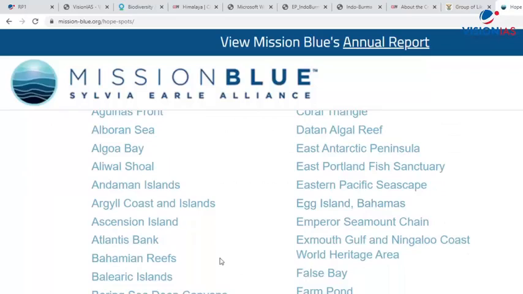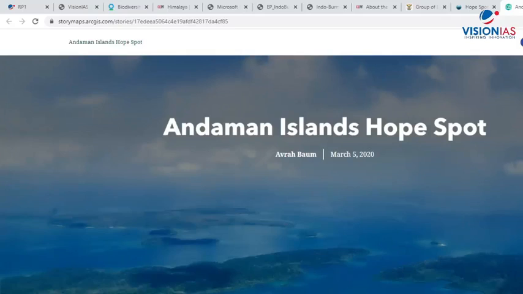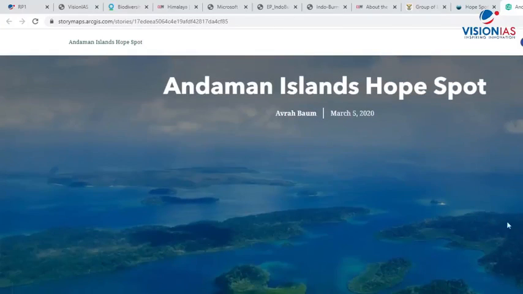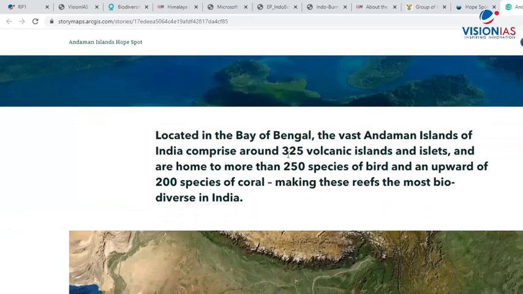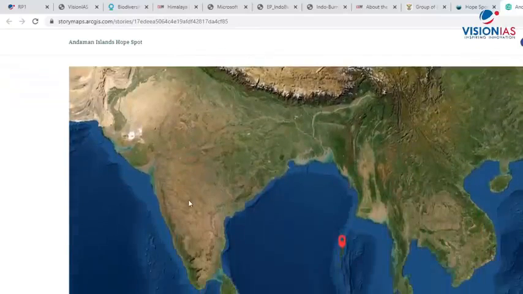And now you see here, Andaman Island. I'm first taking you to Andaman Island. Andaman Island is a hotspot, on March 5th, 2020. Now this is the coral reef. What you see here are coral reefs which are found there. Located in the Bay of Bengal, 325 volcanic islands are there. You know Barren Island, the volcano. Barren Island is found in the Andaman Islands. And then 200 species of corals are found there.